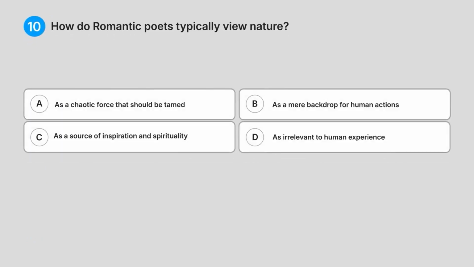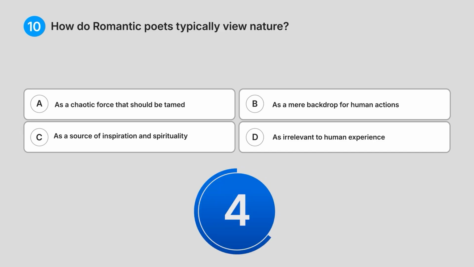10. How do romantic poets typically view nature? A. As a chaotic force that should be tamed. B. As a mere backdrop for human actions. C. As a source of inspiration and spirituality. D. As irrelevant to human experience. What do you think is the answer?